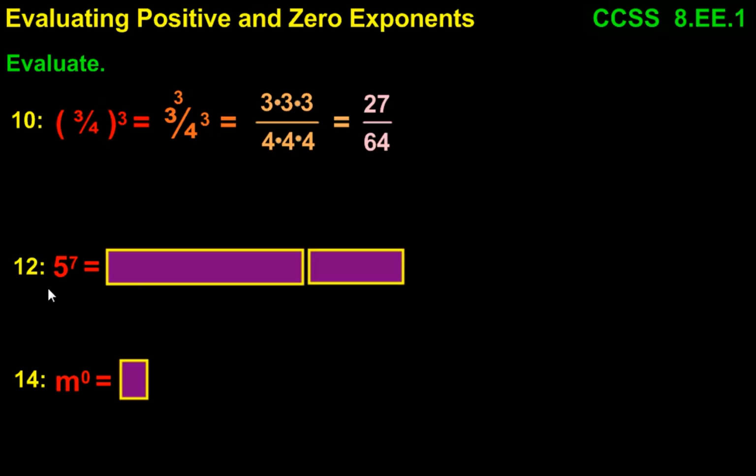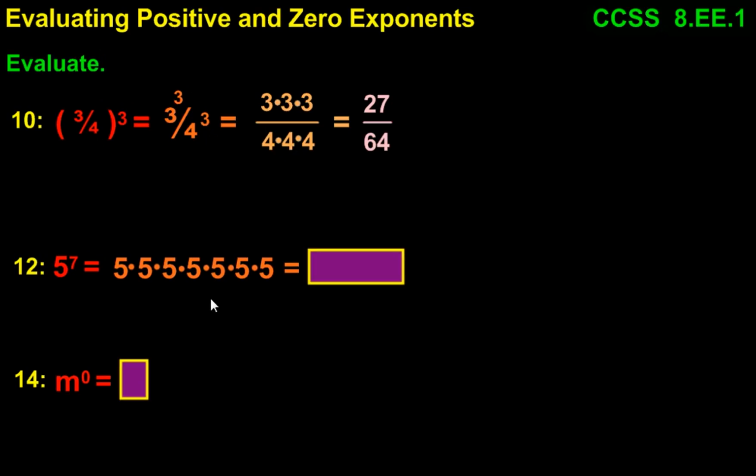For number 12, we have 5 to the 7th power. 5 to the 7th power is going to be 5 times itself 7 times. In the directions, it was stated that anything with an exponent larger than 5 can be done with a calculator, so feel free to do that. And you're going to find that the answer is 78,125.